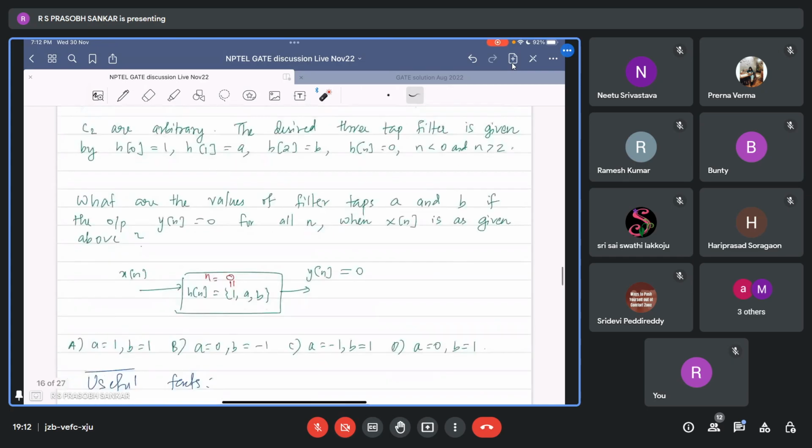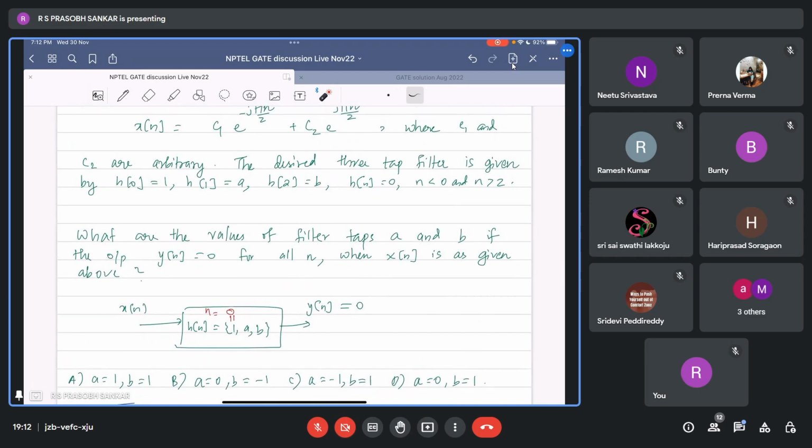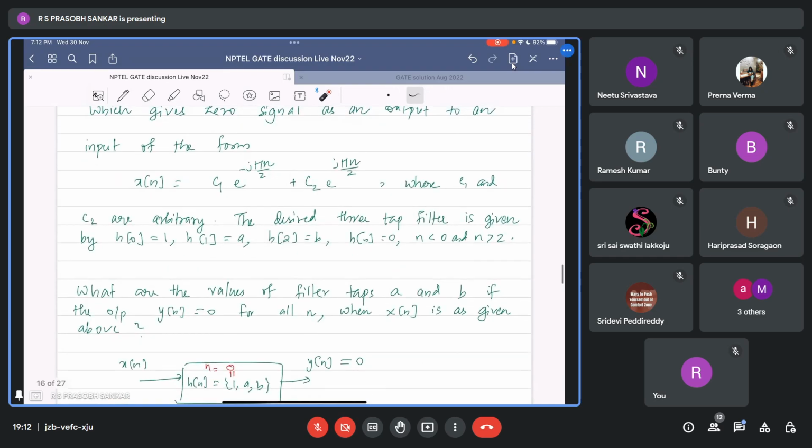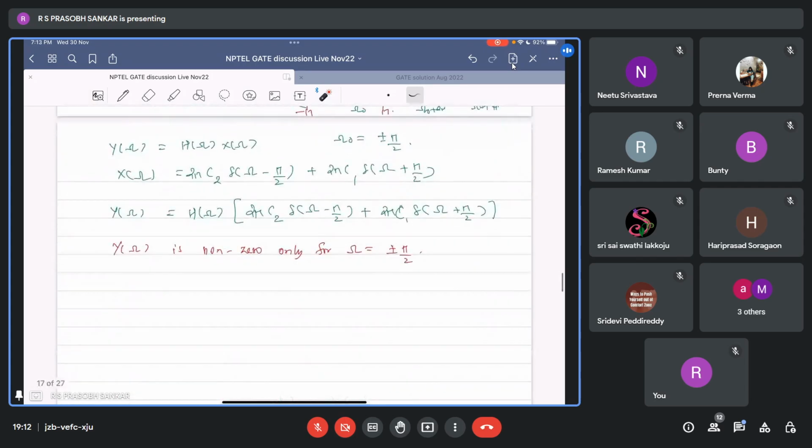Now, what is the question? We need to find the filter taps a and b so that the output y of n is 0 for all n for this kind of input. So what does it mean? X of omega is given, it is of this form. Now I need to choose the filter coefficients in such a way that this entire product is always 0. That is clear, right?